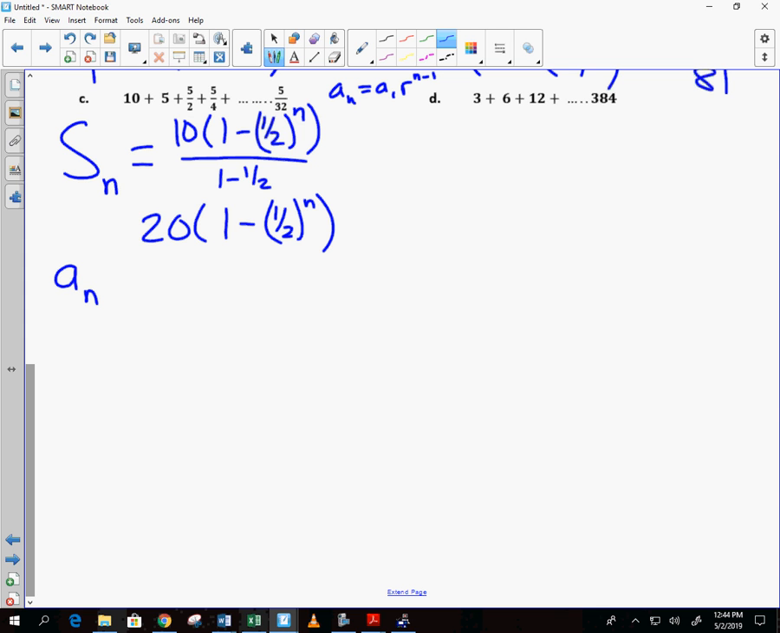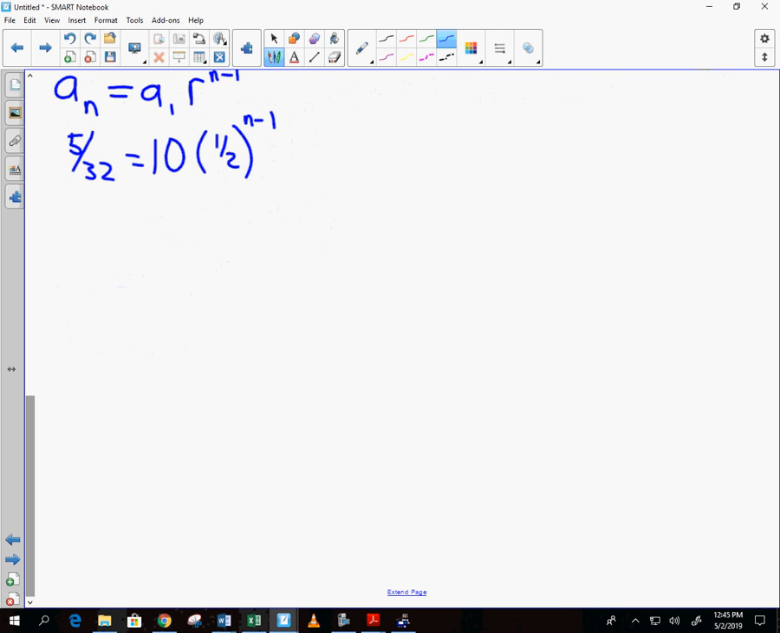So if we know that a sub n is equal to a sub 1 times r to the n minus 1, can we use that information to figure out how many terms there are? Well, what's the last term? So 5/32 is equal to, what's a sub 1? 10 times what's r, to the n minus 1. I got to find n.